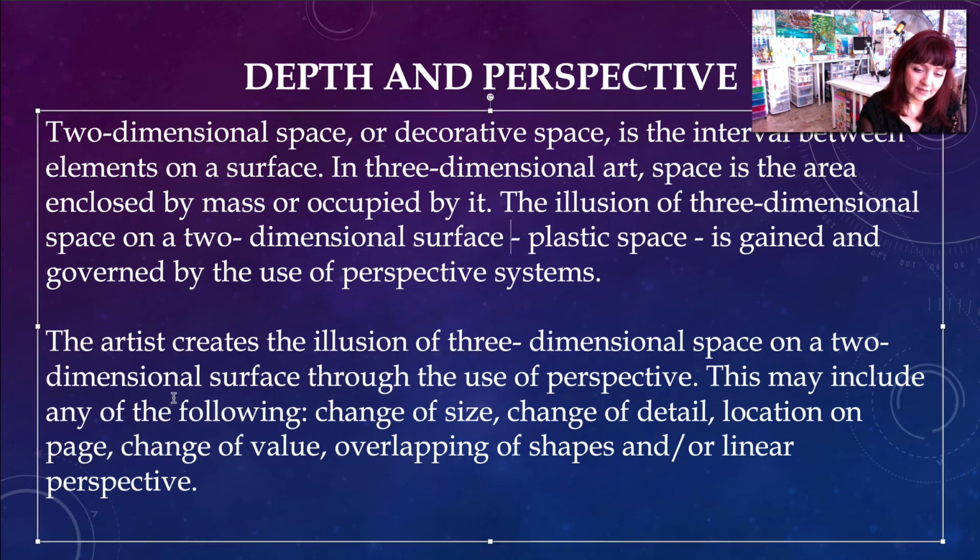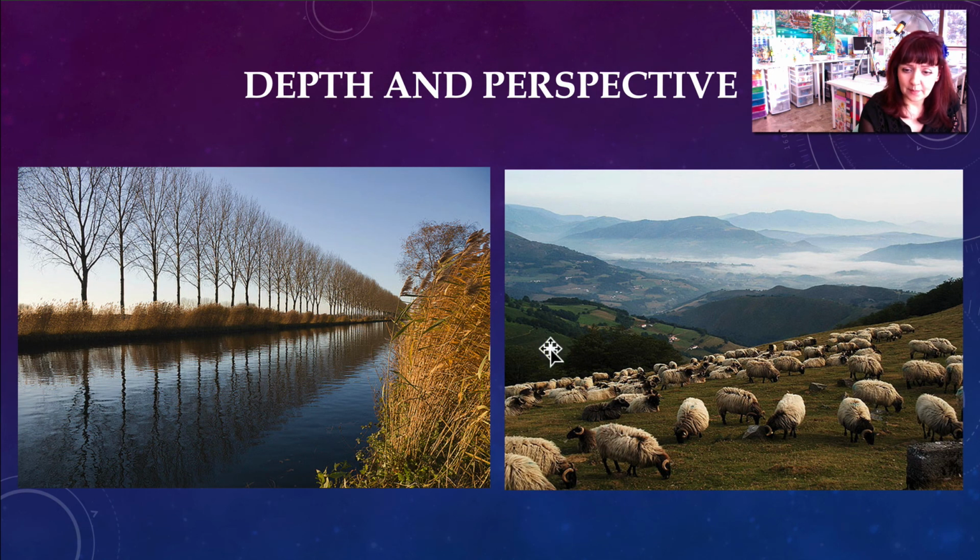The artist creates the illusion of three-dimensional space on a two-dimensional surface through the use of perspective. This may include any of the following: change of size, change of details, location on the page, change of value, overlapping of shapes, and or linear perspective. Here are some examples. For example, on this one, we have a perspective. The trees are larger at the front, and as they go towards the back, they become smaller. It is an illusion, right? If you actually stand by any of them, they should be about the same height. But because the picture has been taken from this angle, they become smaller, and that creates the illusion of depth.